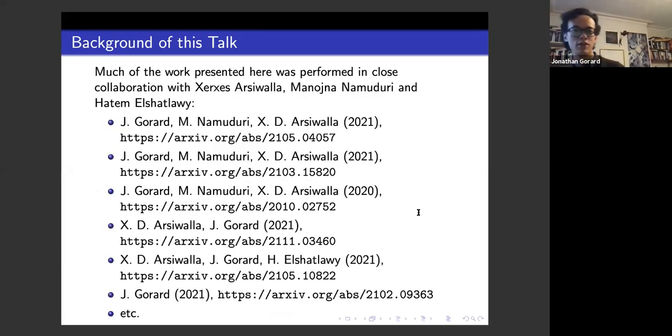Okay, before I actually start though, I should just say that much of what I'm going to be presenting here today is work that was done in collaboration. So a lot of the work on the compositional aspects of these rewriting systems, and particularly the relationship with quantum information theory and the ZX calculus, was done in collaboration with Monognia Namaduri and Xerxes Arsiwalla. The connection to higher category theory and these n-fold category constructions for rewriting systems is work that was largely pioneered by Xerxes and also done in collaboration with Hatem El-Shatlawi, and the connection to homotopy type theory and these homotopic aspects of rewriting systems is again work that was largely done by Xerxes, which I shall be shamelessly taking credit for today.